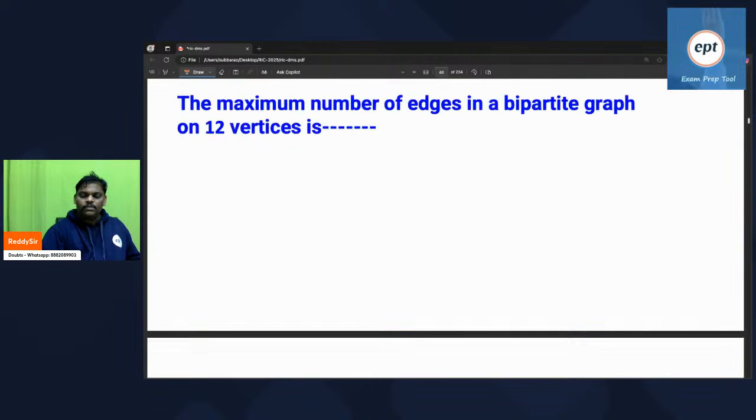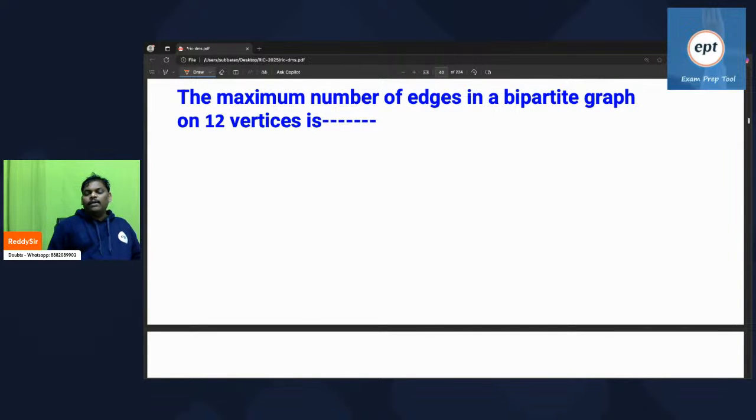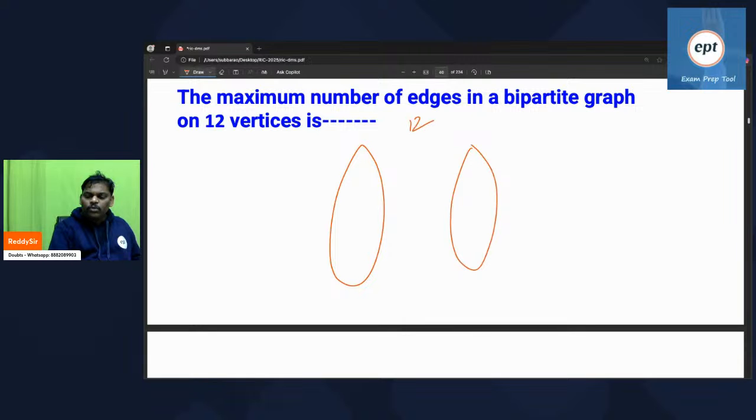Right now, can you concentrate on this? The maximum number of edges in a bipartite graph on 12 vertices is. Everyone try. Remember everyone, when you say bipartite, you have to divide it into two equal parts. These 12 people, you have to divide into two parts.